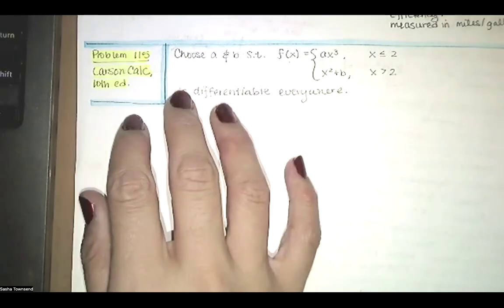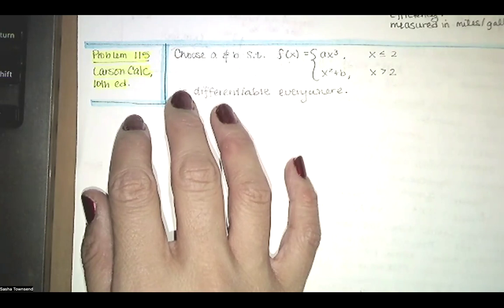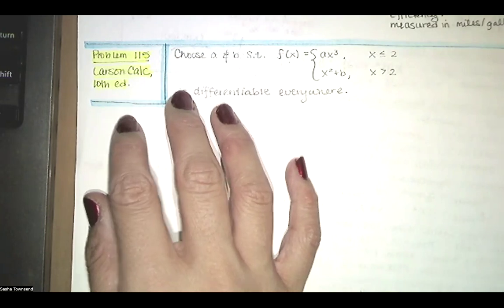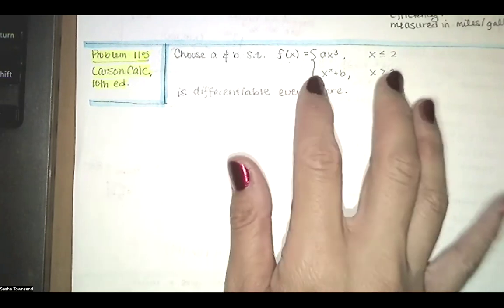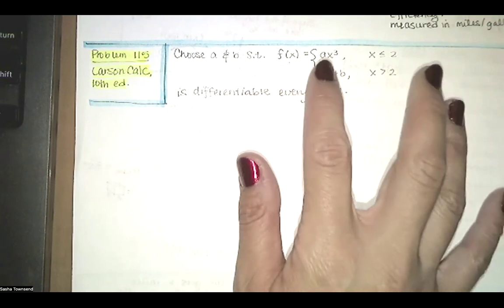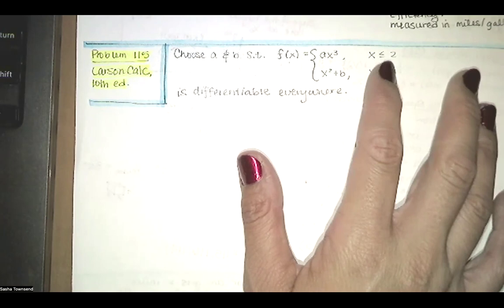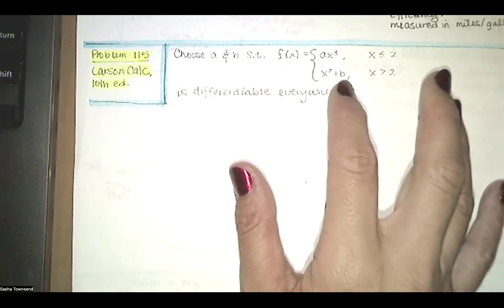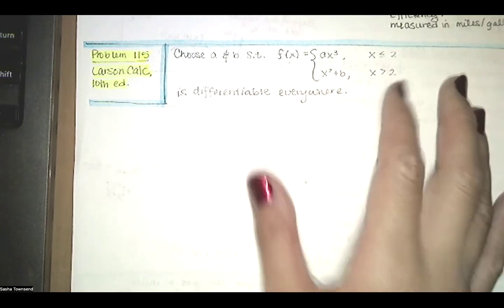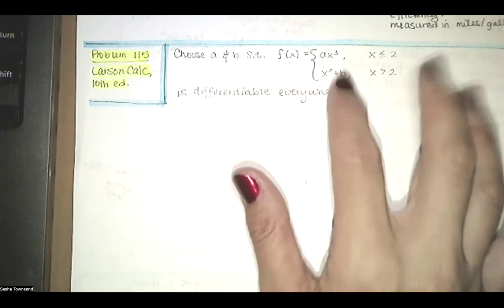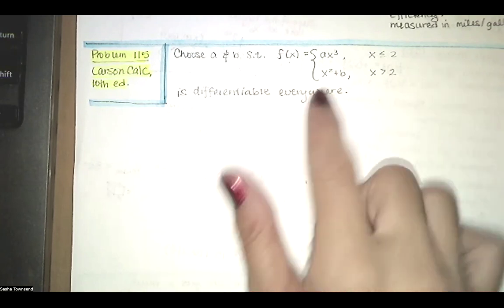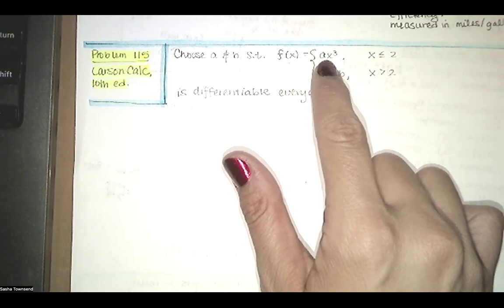In this video, we solve problem 115 from the Larson Calculus text, 10th edition. We're asked to choose a and b so that this piecewise function, f of x equals ax cubed on the interval from negative infinity to 2, and x squared plus b on the interval from 2 to infinity, is differentiable everywhere. So first of all, one of the things that I notice is that this is just a cubic function.